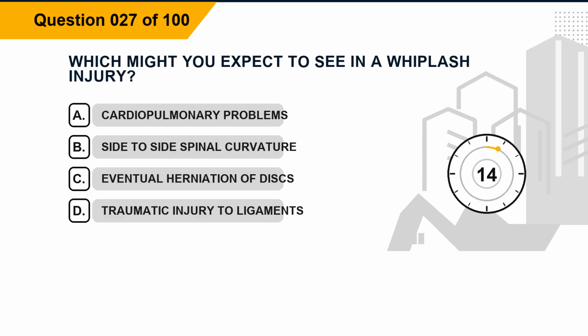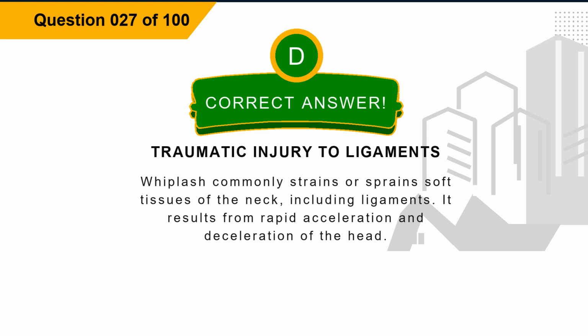Question 27. Which might you expect to see in a whiplash injury? Option A, cardiopulmonary problems. Option B, side-to-side spinal curvature. Option C, eventual herniation of discs. Option D, traumatic injury to ligaments. The correct answer is option D, traumatic injury to ligaments. Explanation. Whiplash commonly strains or sprains soft tissues of the neck, including ligaments. It results from rapid acceleration and deceleration of the head.